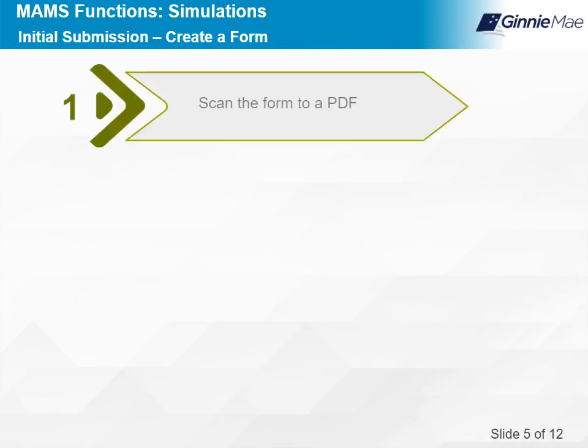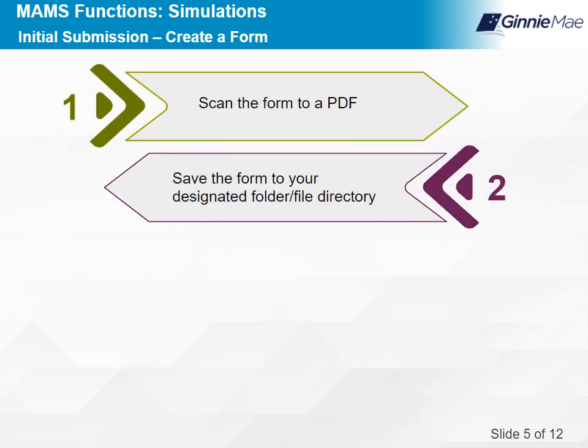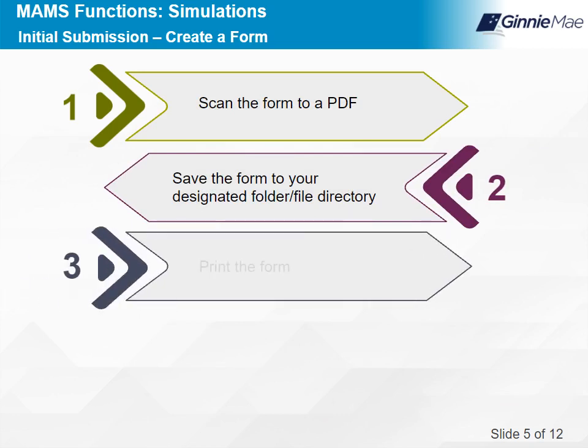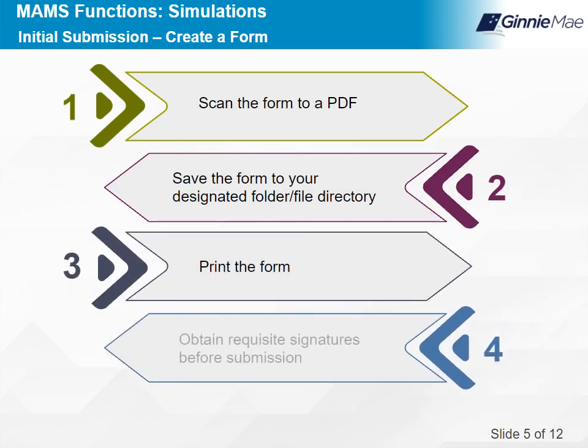First, scan the form to a PDF. Then, save the form to your designated folder or file directory. Print the form, and finally, obtain the requisite signatures. Let's go through the steps in MAMS using an electronic HUD form 11702 as an example. Select Next to continue when you are ready.